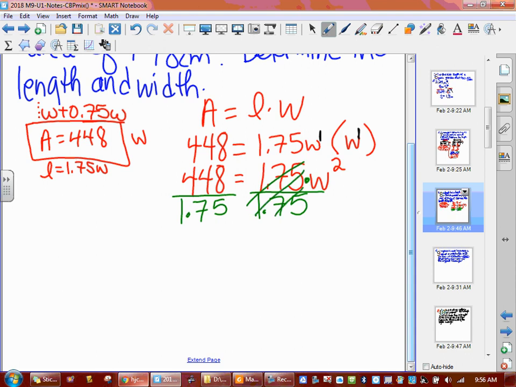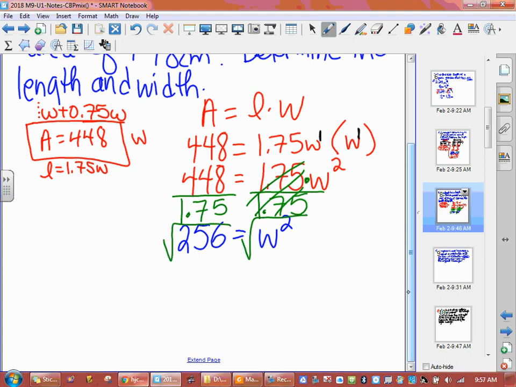We need to solve for W. So how do I get rid of that squared side? Square root. You guys are on. So we're going to square root the right-hand side, so we're going to square root the left-hand side. That's going to get rid of our squared sign and our root sign. So we're going to get W equals 16. So now we found our length, or sorry, our width.